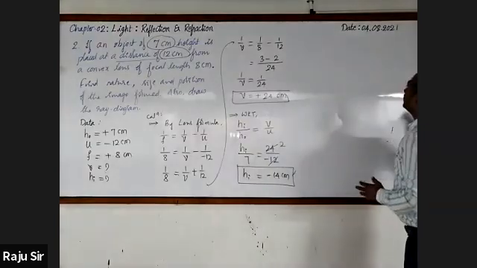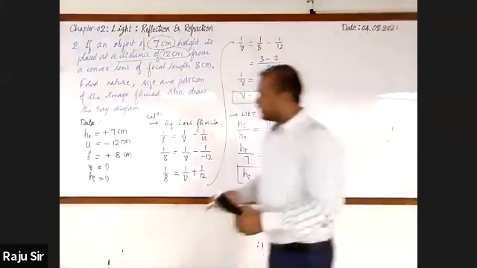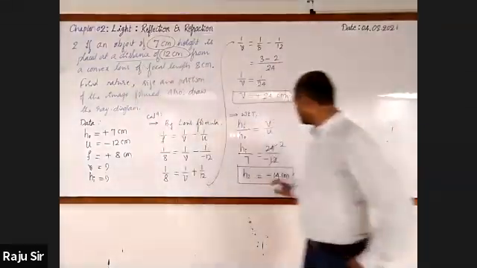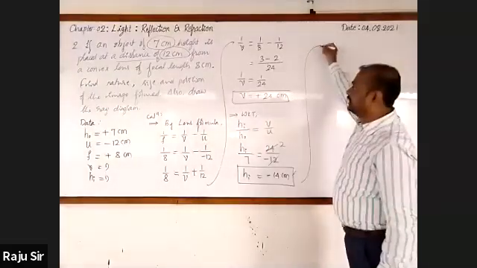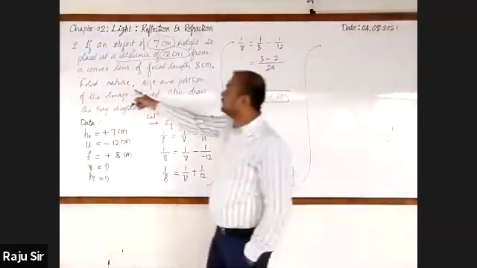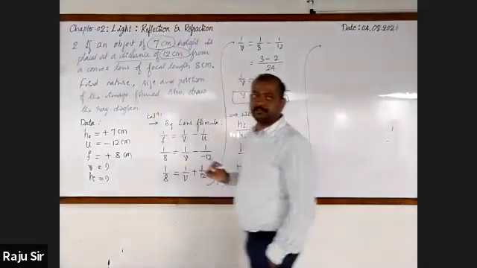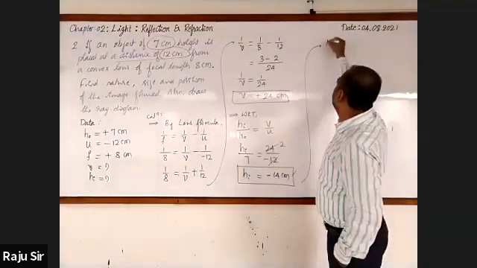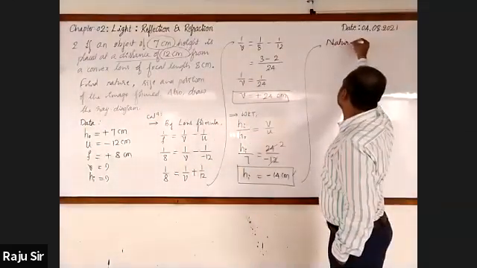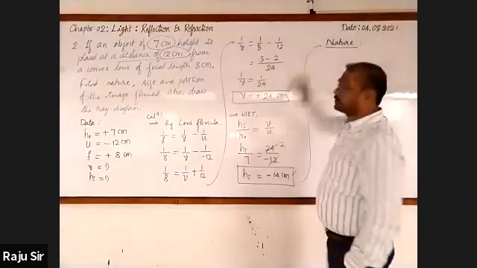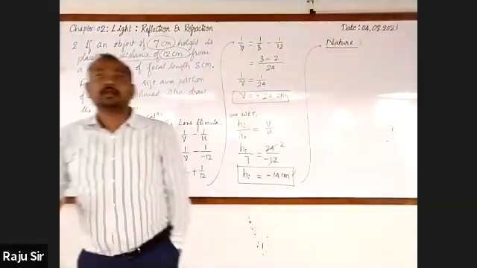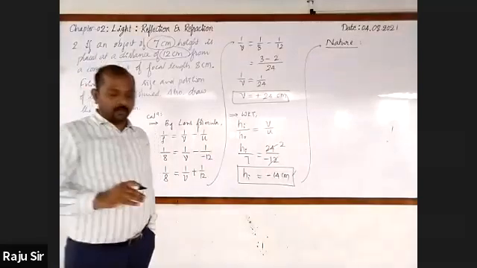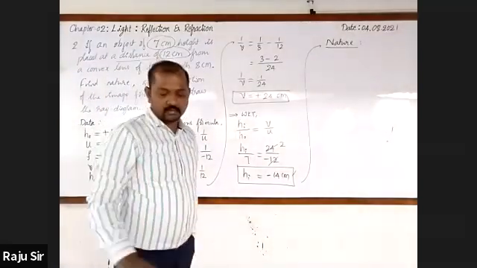You got the object distance as well as the image distance as well as the image height. Next, we have to describe these characteristics. First, nature. What is the nature? Real and inverted.